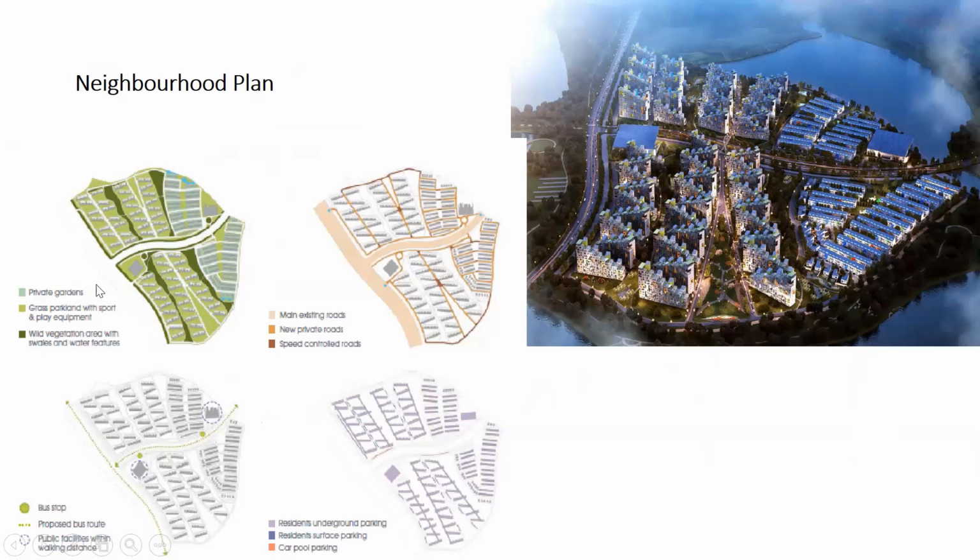So this was a neighborhood plan with private gardens, and there was grass and wild vegetation all within the garden. Then another layer over here that shows the main existing roads within, and the greens are nested between them, with some private roads and speed controlled roads, and some areas for a bus stop and the bus route, underground parking spaces and surface parking and carpool parking. But again, we want to avoid parking spaces. And so eventually this is how it looks like over here.